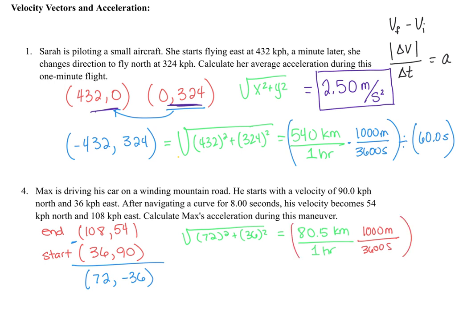To get my acceleration, I need to divide by my time. So divide by that 8 seconds. And you will have your meters per second squared. Which for this one, when you give me 3 significant digits, I believe you get about 2.80 meters per second squared there.